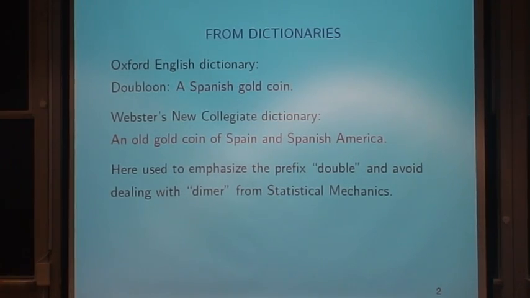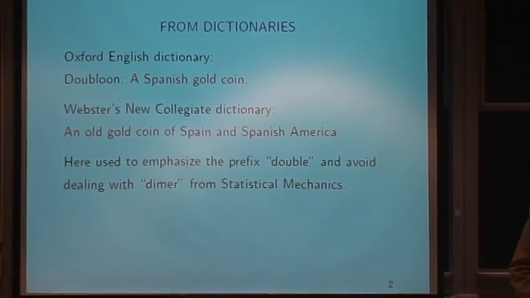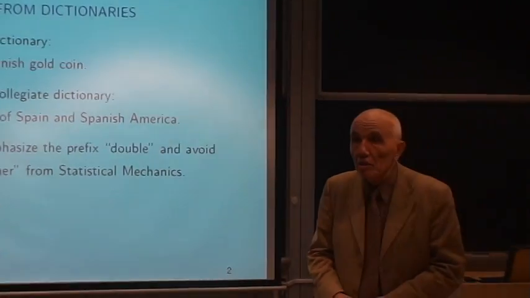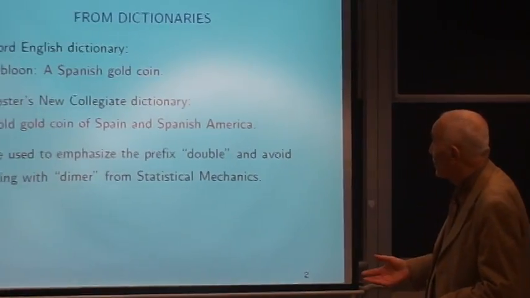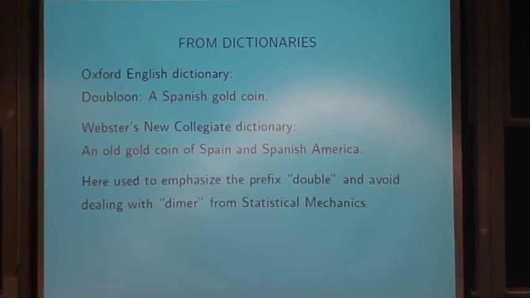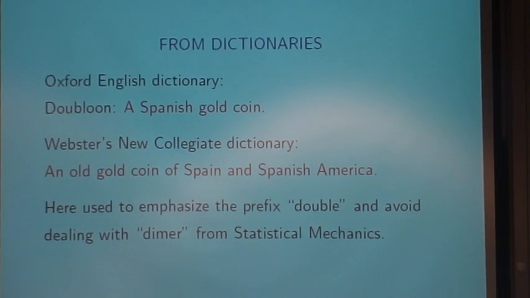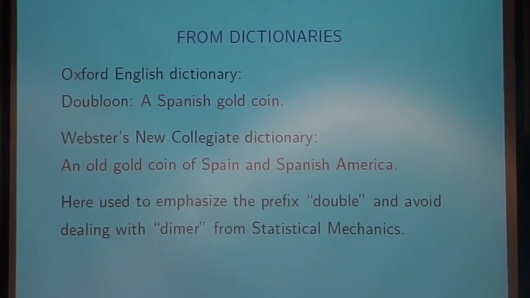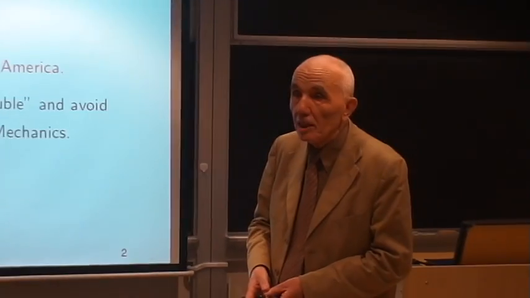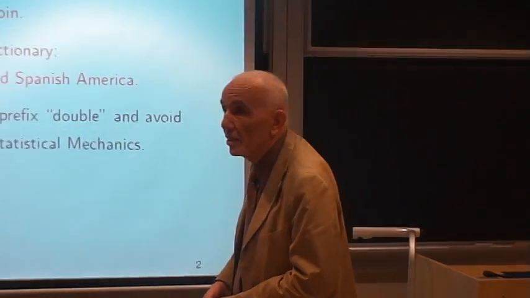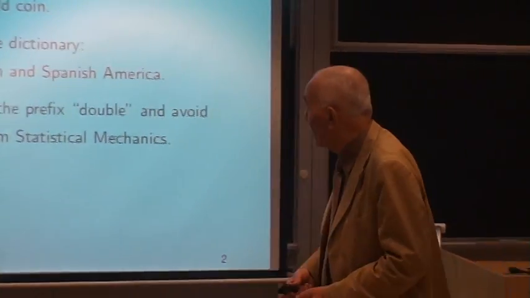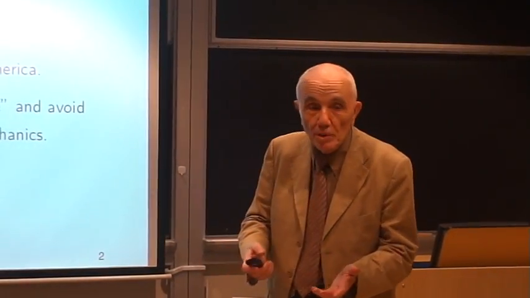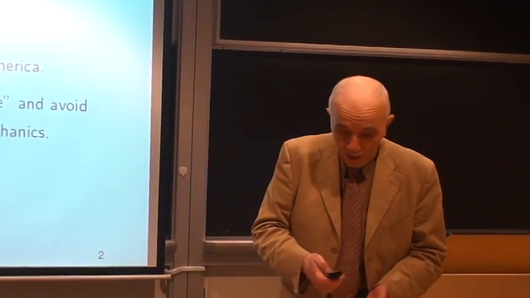And Doubloon was an old Spanish coin used about 300 years ago. And here we have used it because we needed something to emphasize the double something. And dimer has been used in mathematics, particularly in statistical mechanics. So finally we found this doubloon instead of doublet.